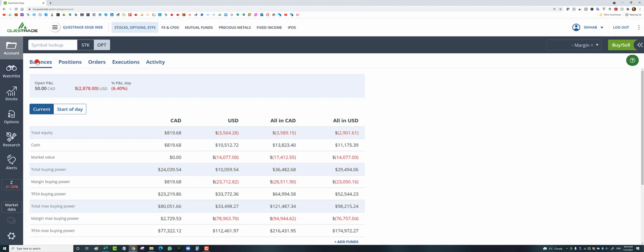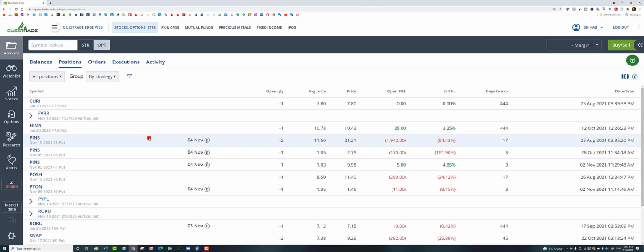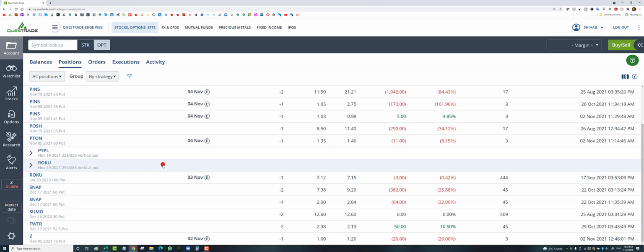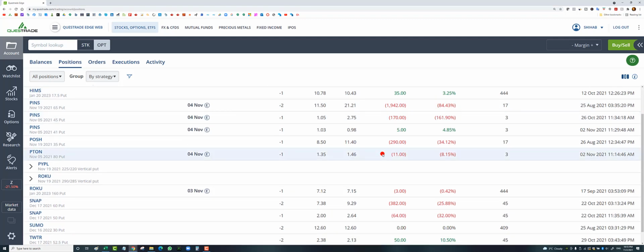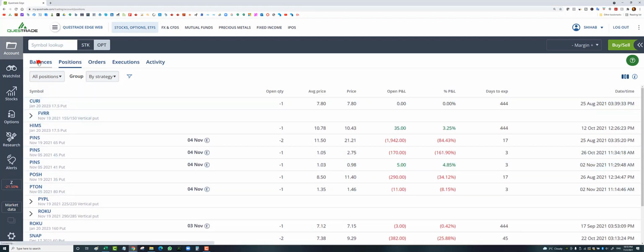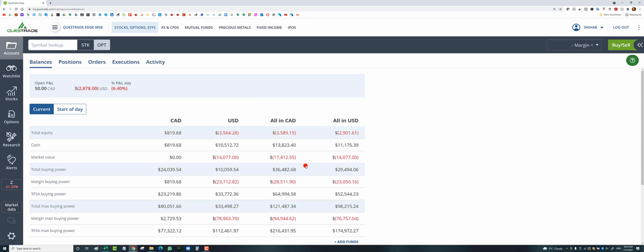So if I go to my positions, I've got a bunch of trades here in my positions that are open, and I want to know how much buying power these trades are using. Now with Questrade, it doesn't really show you the buying power that these trades are using, or at least not in the browser platform. Maybe in IQ Edge, which is the desktop version, but the browser platform doesn't show you the buying power that your positions are using. So just an easy, quick calculation if you want to know how much buying power you're actually using with your current positions.